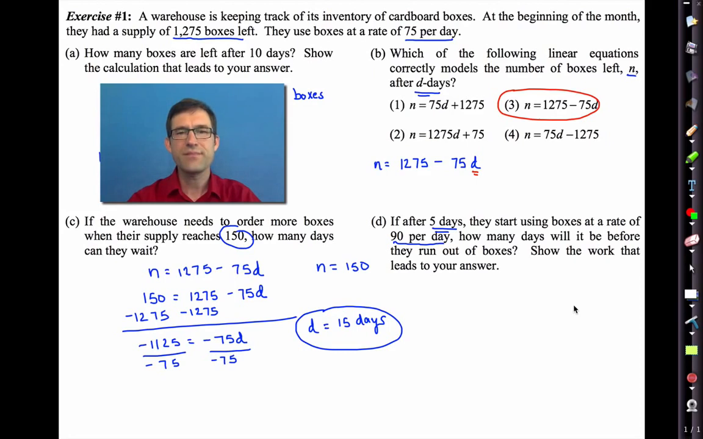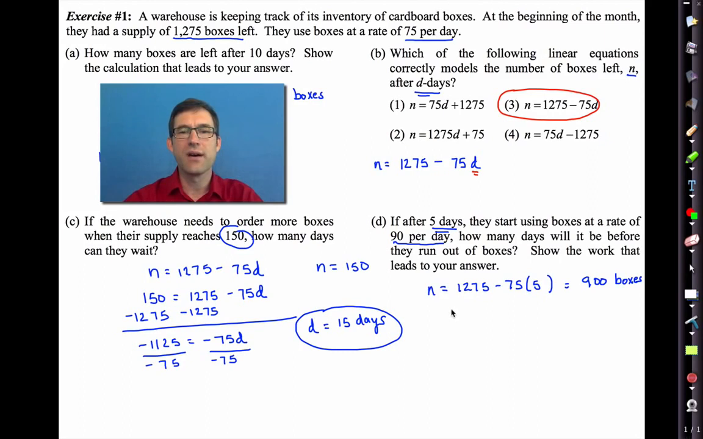All right, let's go through it. Well, what we may want to do is figure out how many boxes we have left after 5 days, right? So after 5 days, 1,275 minus 75 times 5 leaves us with 900 boxes left, right? Now we start using them at 90 per day, right?